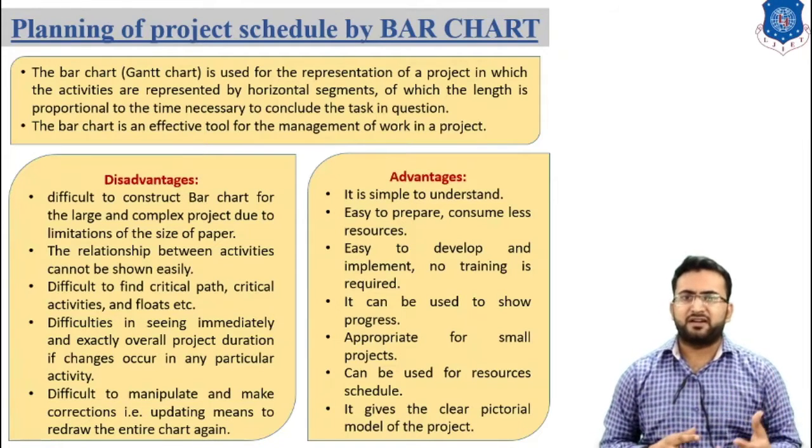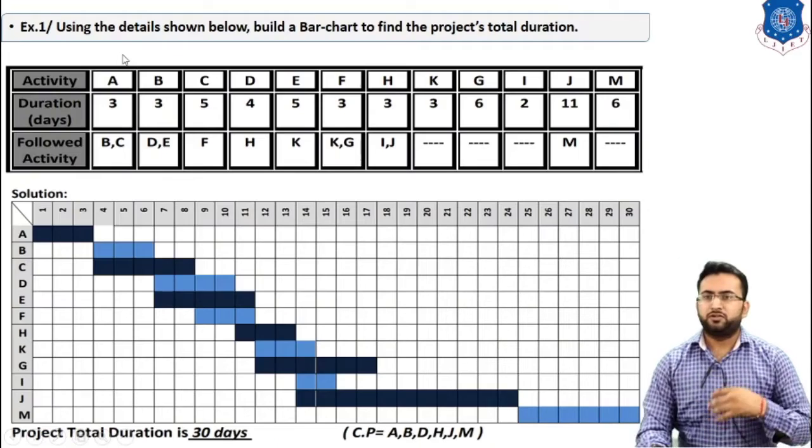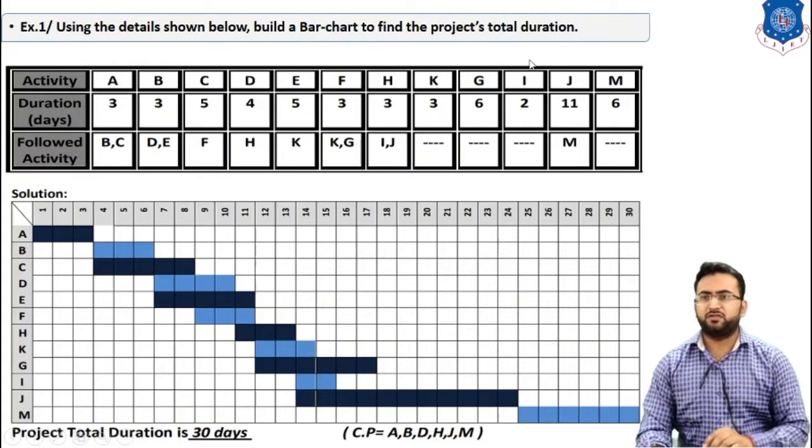To understand the bar chart, let's take one example. In this statement, it is given that using the details shown in the table below, we build a bar chart to find out the project's total duration. So we have to find out the total project duration.